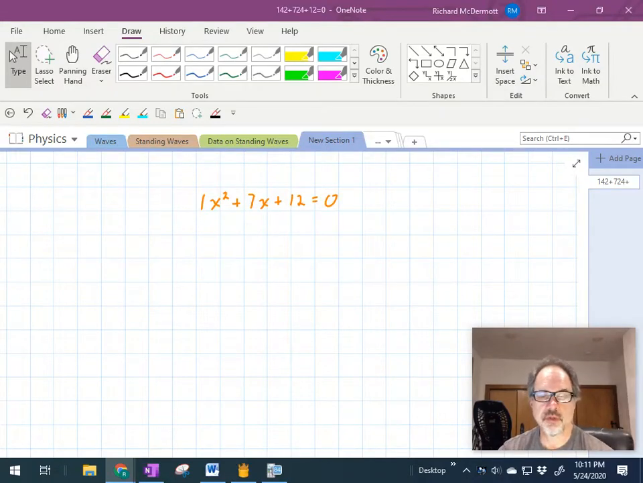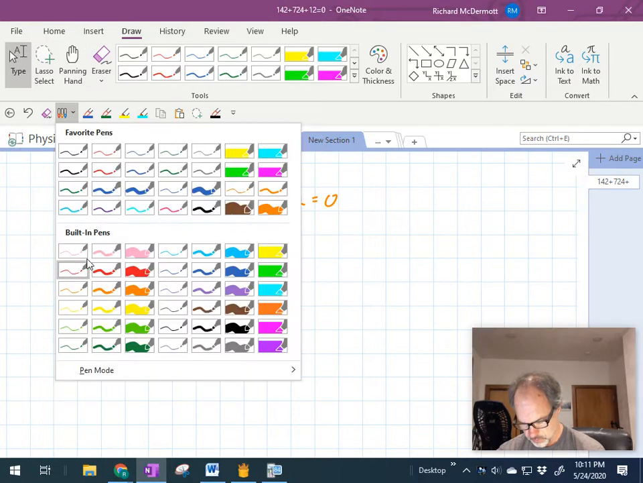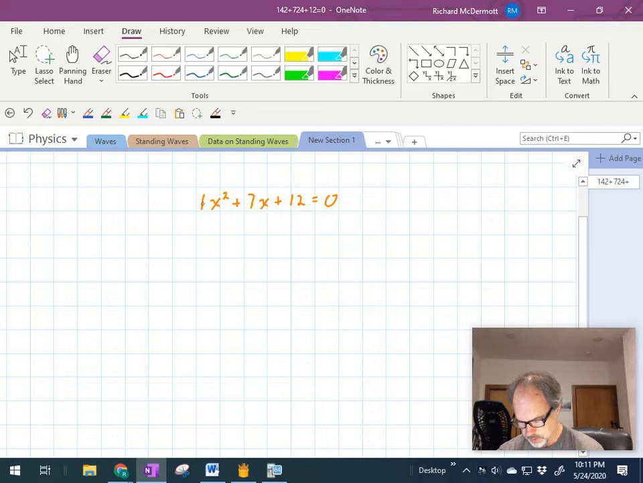Okay, so what we're going to do is write a program that solves any quadratic using the quadratic formula. All right, so here's a typical quadratic equation. This quadratic equation has coefficients 1, 7, and 12. So this is A. A is 1. B is 7, C is 12.